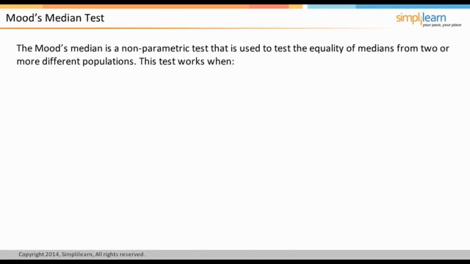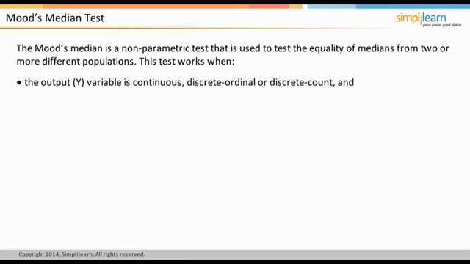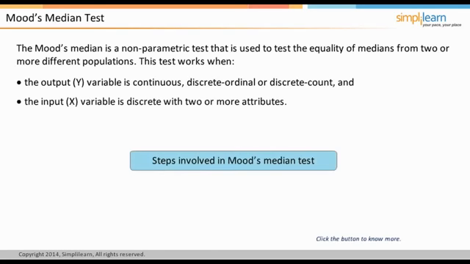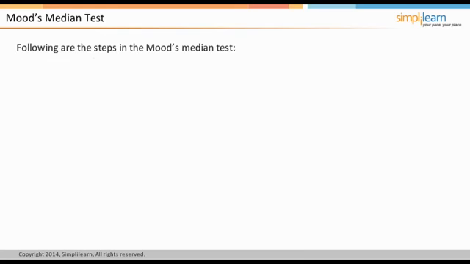The Mood's median is also a non-parametric test that is used to test the equality of medians from two or more different populations. This test works when the output Y variable is continuous and discrete ordinal or discrete count, while the input X variable is discrete with two or more attributes. Click the button to view the steps involved in the Mood's median test.